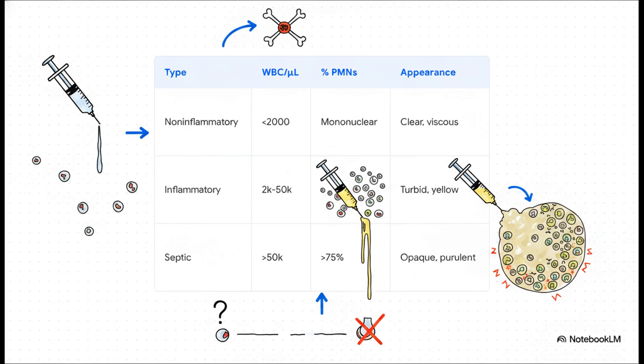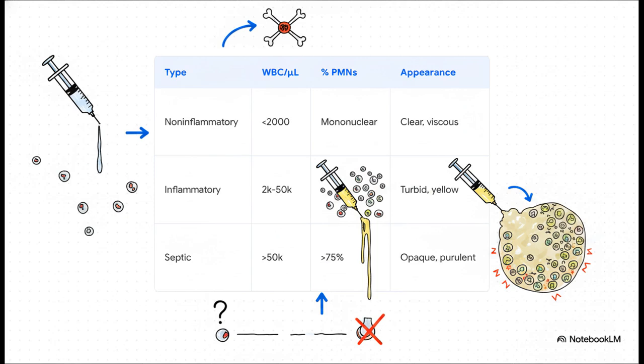So, normal synovial fluid is really viscous. If you drop it from a syringe, it forms a long string. In non-inflammatory conditions, the fluid stays clear, it's highly viscous, and the white blood cell count is low, under 2,000. But in the inflammatory category, the fluid gets turbid, it turns yellow, and it loses that viscosity. It just drips like water instead of stringing. Plus, the cell count jumps to anywhere between 2,000 and 50,000.